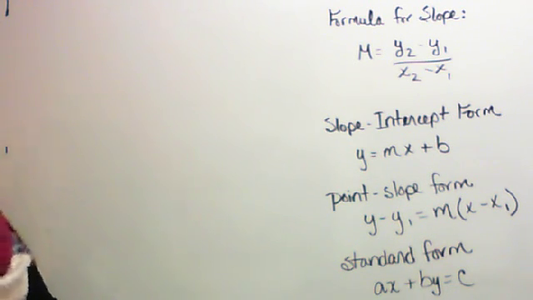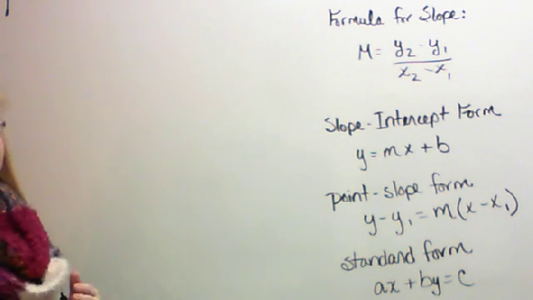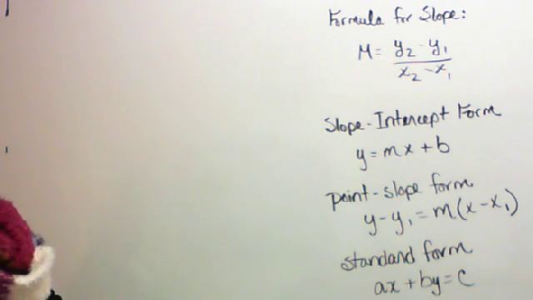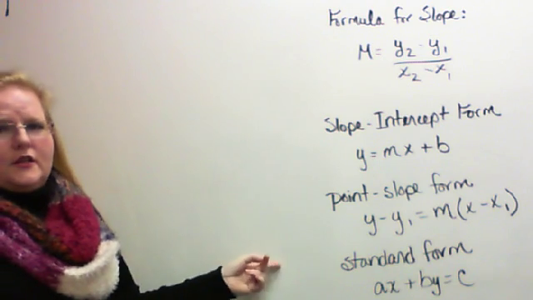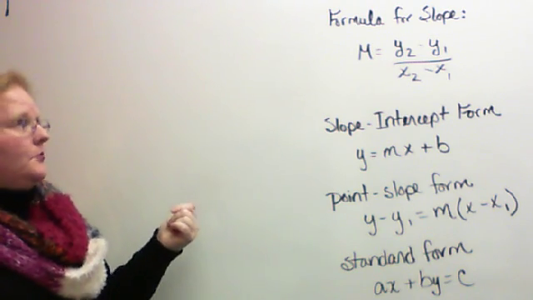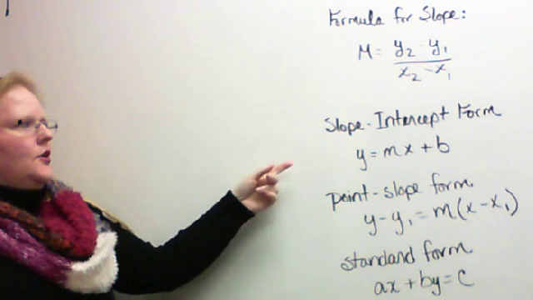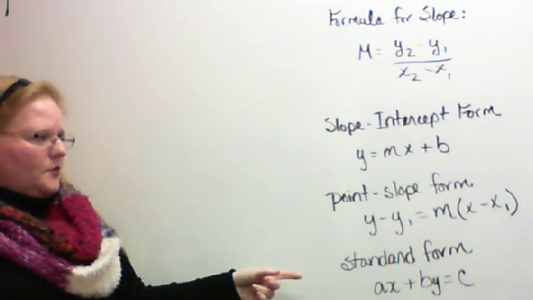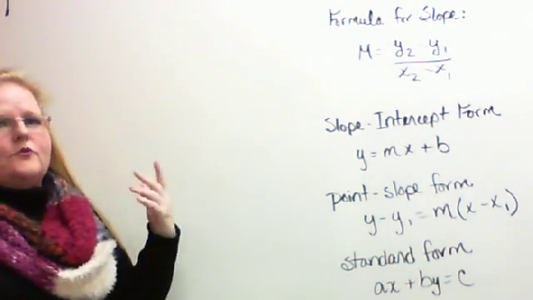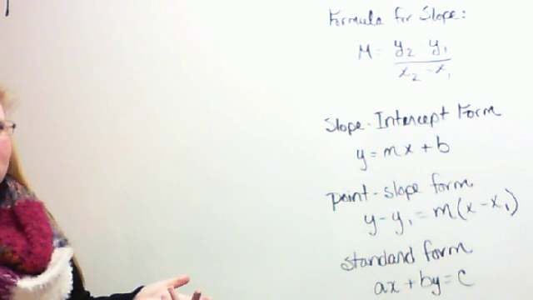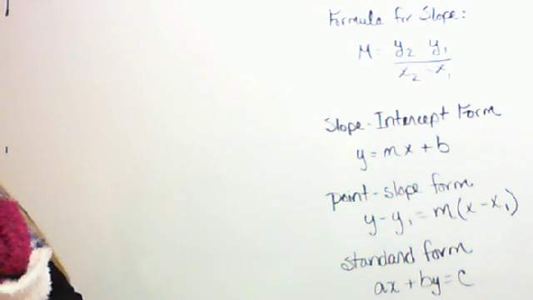So, a lot of the stuff that's in 5.6 and 5.7 you're going to have memorized. And I have a list of stuff here that needs to be memorized. So you need to make sure that you memorize the formula for slope, slope-intercept form, point-slope form, and standard form. And we'll use all of these today in a couple of problems so that you can understand which ones need to be used when. Let's start with the formula for slope.